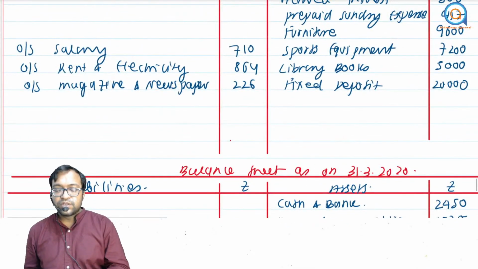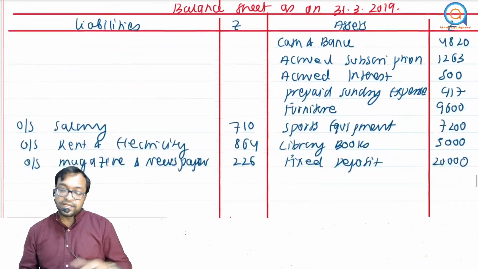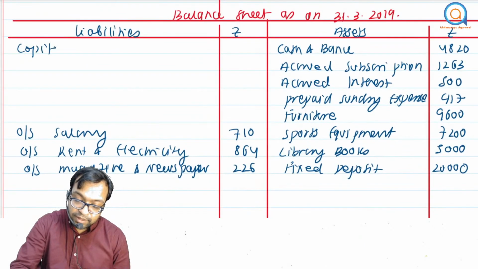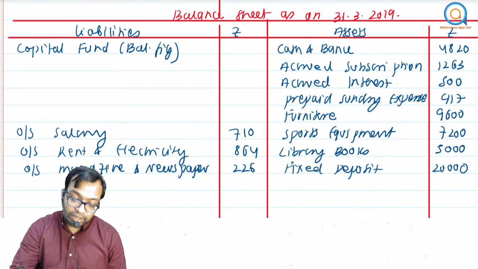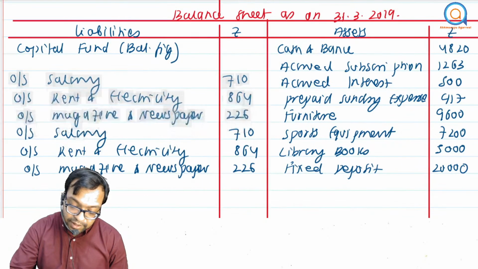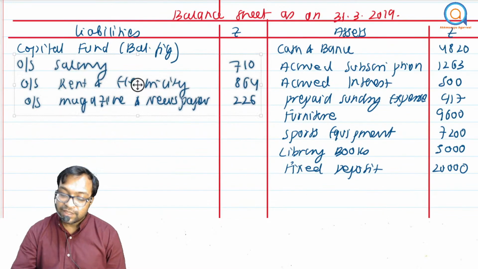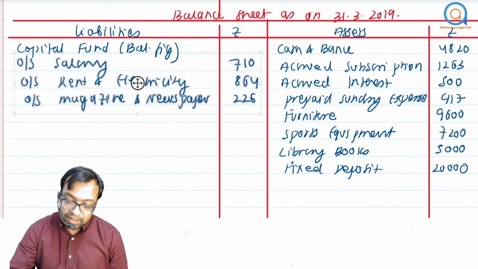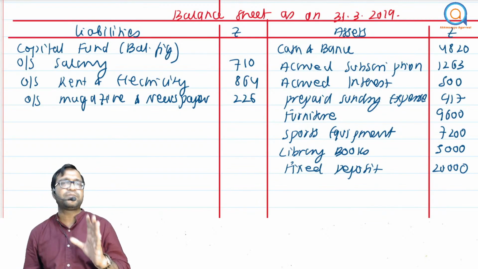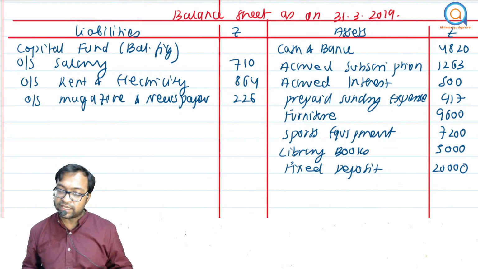Now what to do? First, find the opening capital fund from the opening balance sheet. So go to the opening balance sheet and you can find your capital fund as a balancing figure. Sir, in my question there is a lot of space left. No issue, beta, you can leave the space. Nobody is going to deduct marks for that.